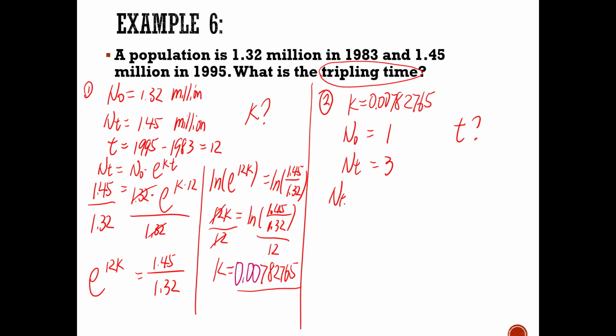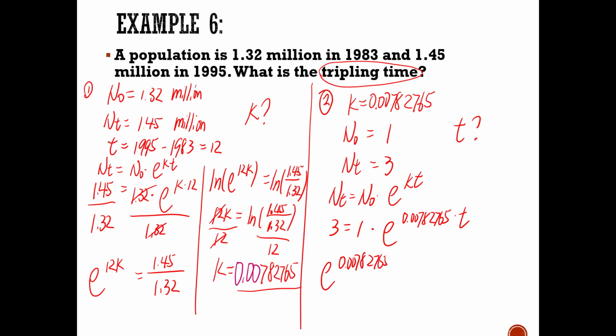So Nt equals N0 times e to the kt. Here we're solving for time t. Nt is 3 units, 1 unit times e to the k, which we know, 0.00782765 times time t. Now reverse order: e to the 0.00782765 times t equals 3.